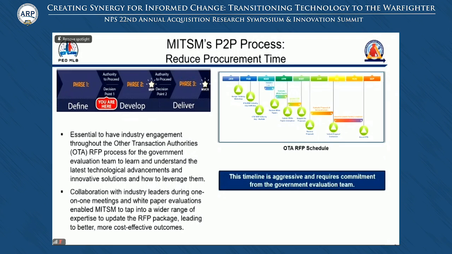Let me point out a couple of the collaboration and refinement points in this schedule. First, the industry one-on-ones and white papers, along with demonstrations, are an excellent opportunity for market research. What's great about OTAs is the concept that we, the government, issue the problem statement and it's industry that provides the innovation. After white papers, you take what you learned from all of that and you can update your statement of work. Also, you can collaborate with industry all the way up to the RFP release.